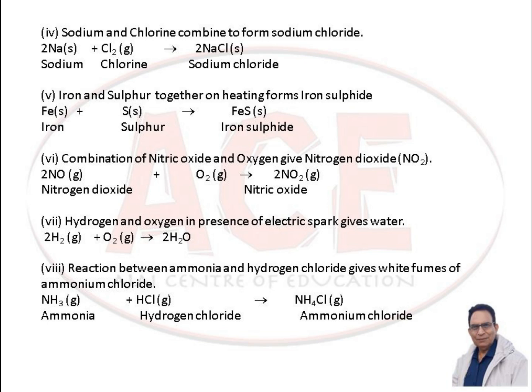Combination of nitric oxide and oxygen gives nitrogen dioxide, NO plus O2 give NO2. Hydrogen and oxygen in presence of an electric spark give water, H2 plus O2 give H2O. Reaction between ammonia and hydrogen chloride gives white fumes of ammonium chloride. Ammonia, that is NH3, plus HCl in the form of gas, give white fumes of NH4Cl, which is ammonium chloride.